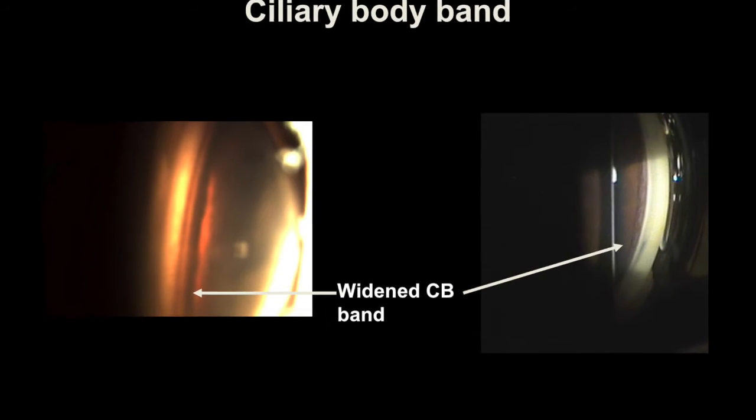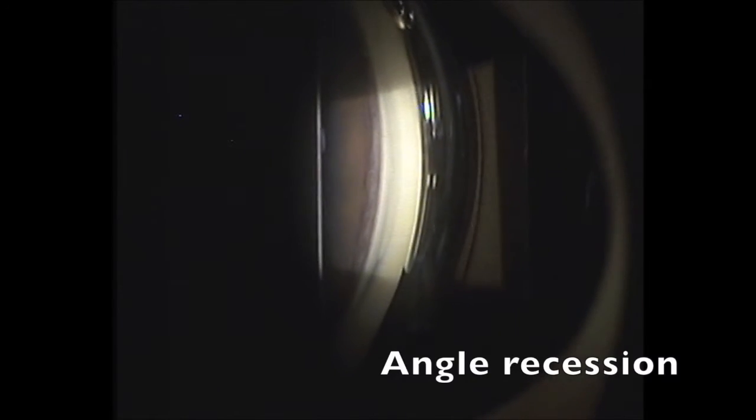Irregularities in width are seen in angle recession and cyclodialysis. A widened ciliary body band is seen in angle recession due to a tear in the longitudinal and circular fibers of the ciliary muscle. It is an important cause of secondary glaucoma in young adults.